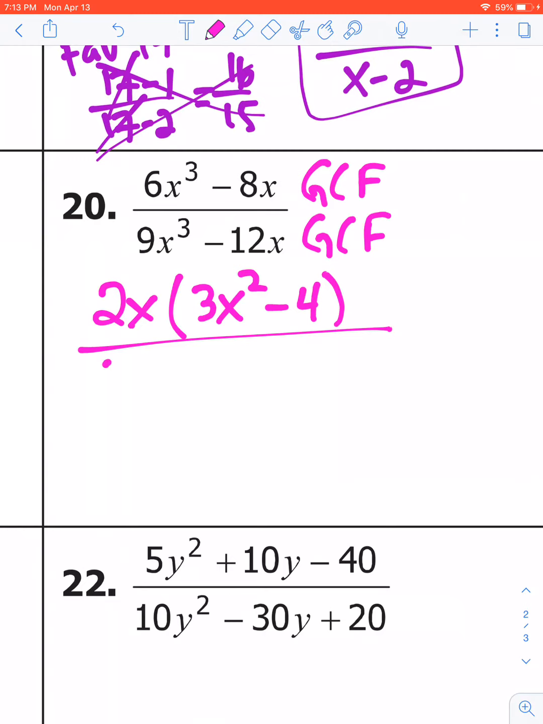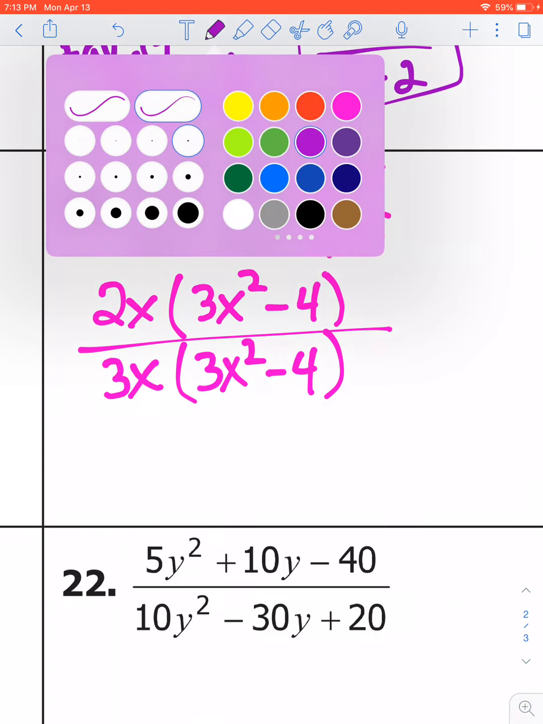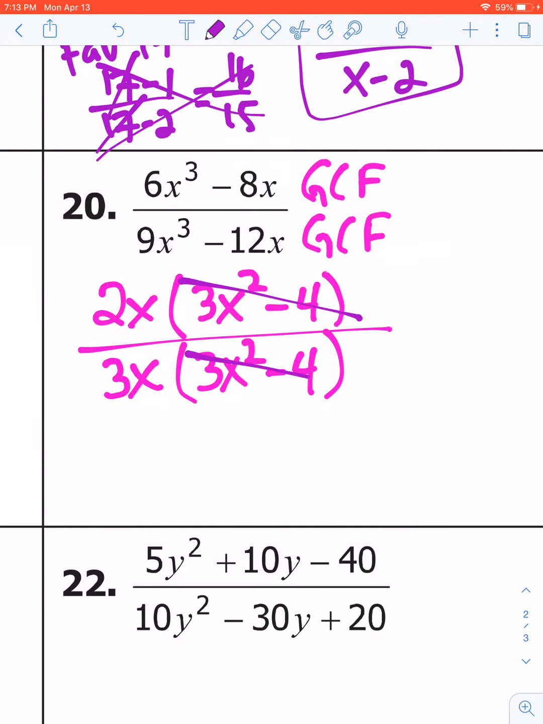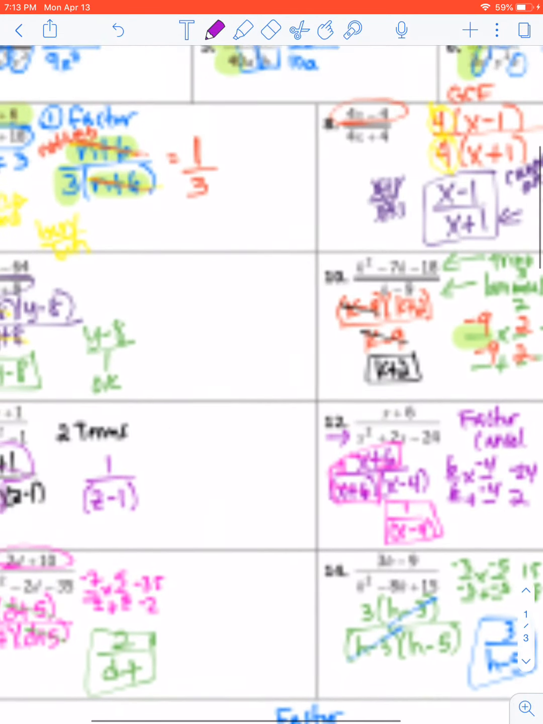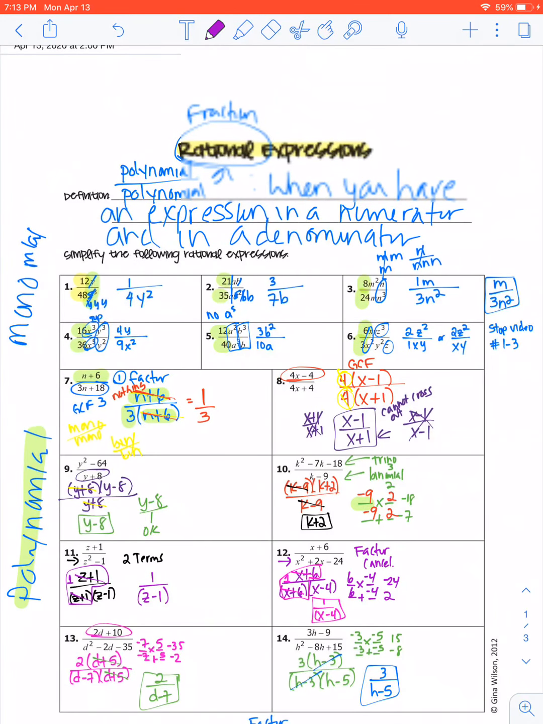In the denominator, I can also pull out a 3x. And I am left with 3x squared minus 4. So see if you can follow along here. The 3x squared minus 4s are the exact same binomial, so they can cancel. So I am left with 2x over 3x, but I'm not done because now you can treat this problem like we did problems 1 through 6.